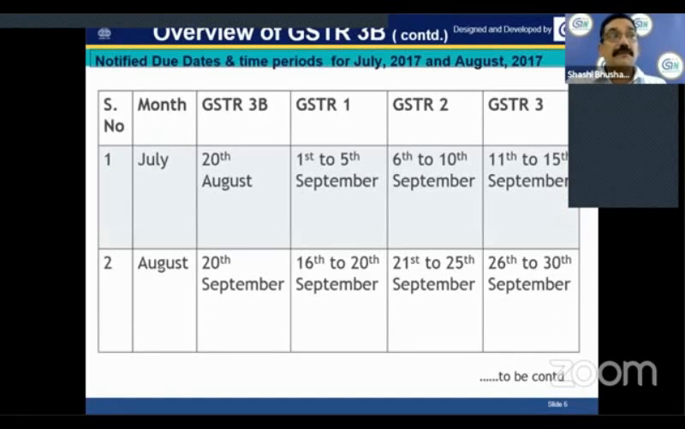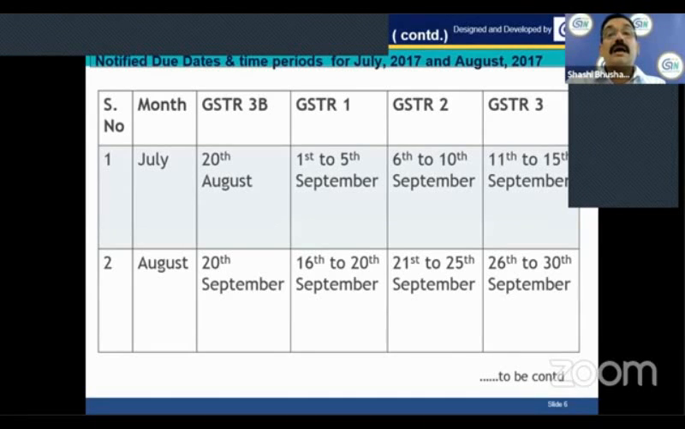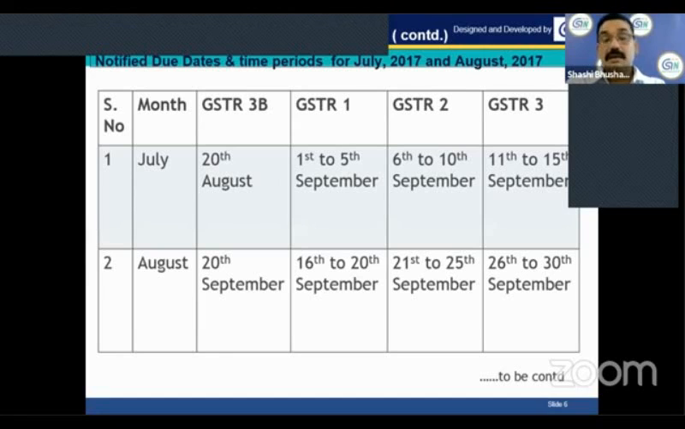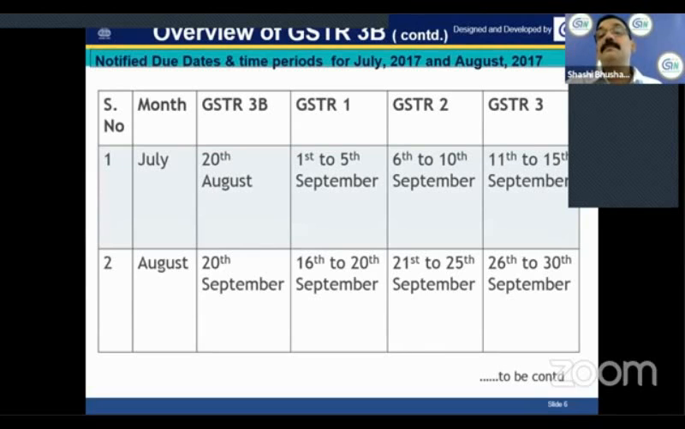Now, these are the dates which have now been formally notified by the government: GSTR 3B has to be filed for July by the 20th August, for August by the 20th September. And GSTR 1 has to be filed from 1st to 5th September for July, and from 16th to 20th September for August. And GSTR 2 has to be filed by 6th to 10th September for July and 21st to 25th September for August. And the differences will have to be paid through GSTR 3 between 11th and 15th September for the July tax period and 26th to 30th September for the August tax period.